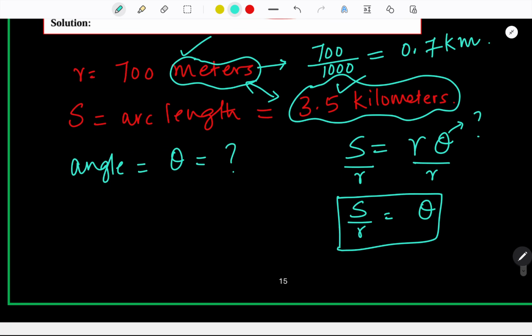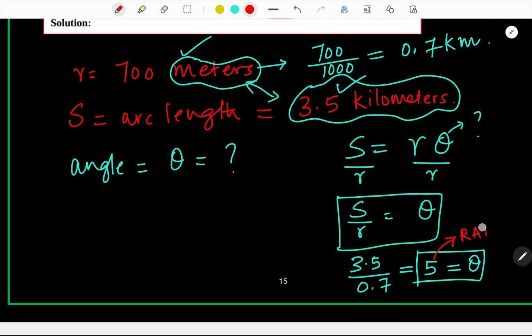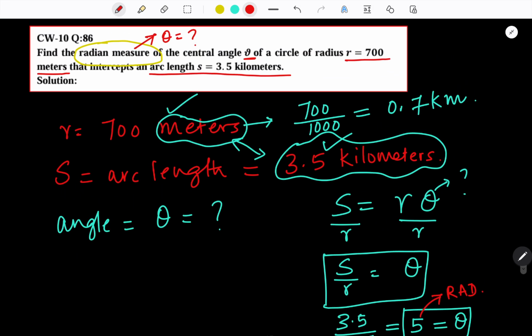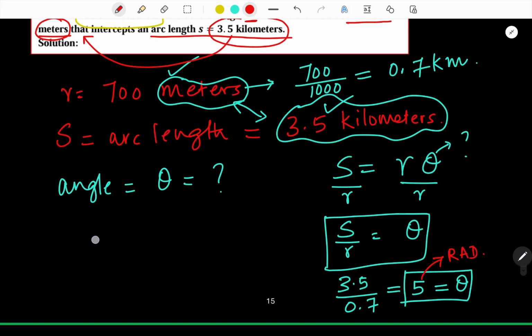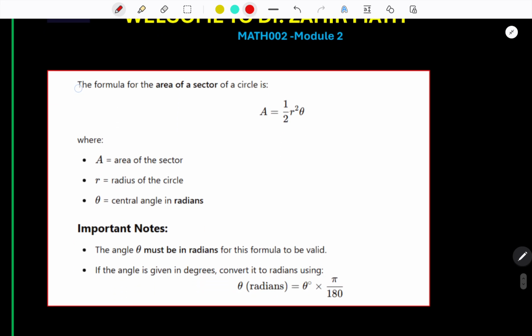So now what I'm going to do, theta is equal to S by R, which is 3.5 divided by 0.7, which is equal to 5 from the calculator. So the 5 is a radian measurement. 5 radian. Very simple, right? So the only thing is you have to convert this meters either into kilometers or kilometers to meters. No problem. Both are allowed.